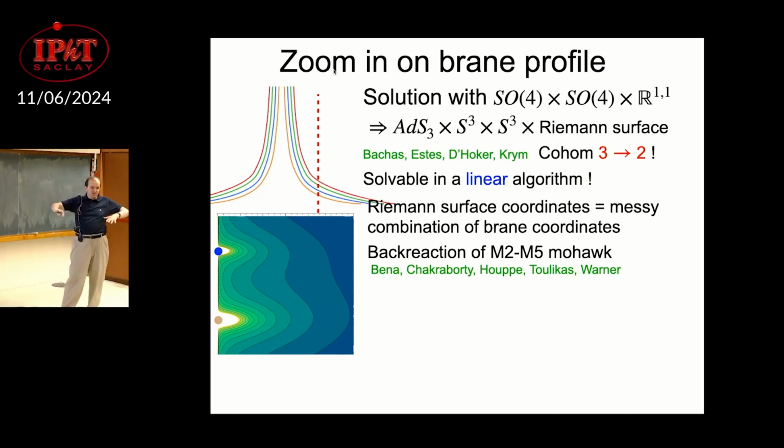So there's a Riemann surface, AdS3, S3, S3, and basically you can show that this Riemann surface solution is really a zoom in on this M2 M5 system. When you have an infinite M2 ending on M5, if you look at the solution, you zoom in on some region, there's a Riemann surface. You get one of these solutions. Of course, the coordinates are all screwed up. The coordinates are horrible. The Riemann surface coordinates are some messy combination of the brane coordinates.